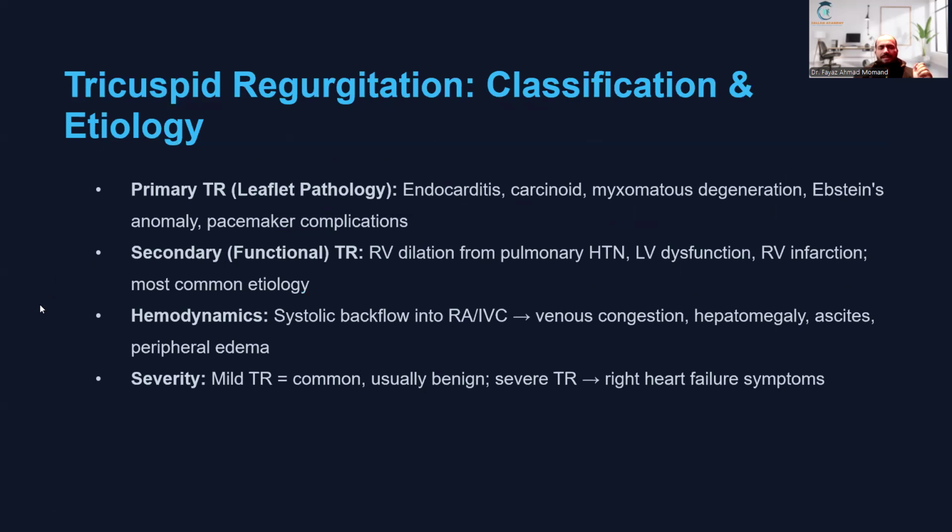Regurgitation of the tricuspid valve is commonly due to leaflet pathology: endocarditis, carcinoid degeneration, Epstein's anomaly, which can happen with lithium used during pregnancy, pacemaker complications, etc. It can also be secondary or functional regurgitation due to right ventricular dilatation from pulmonary HTN, left ventricular dysfunction, or right ventricular infarction.